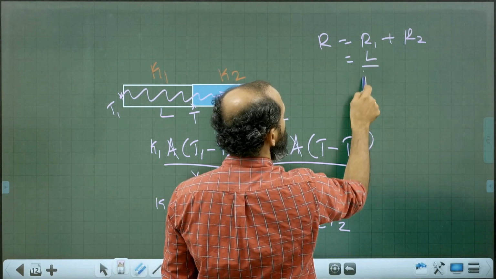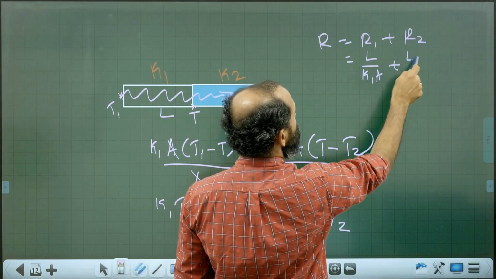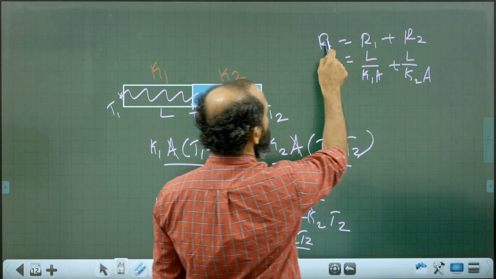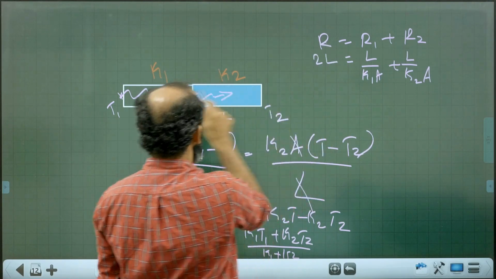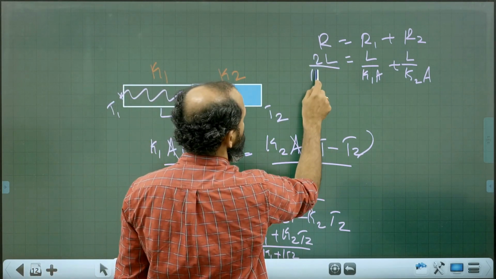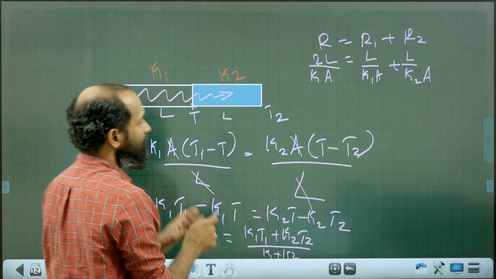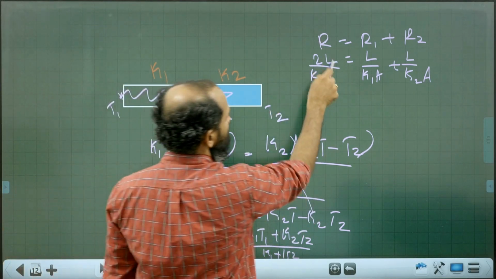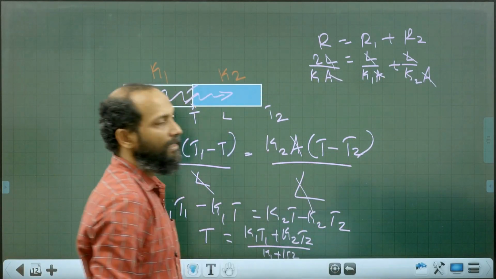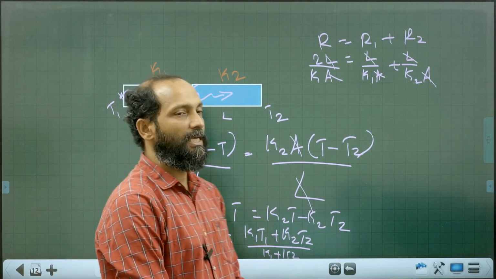R1 is L by K1A, R2 is L by K2A. And R is 2L, total length L plus L, 2L divided by K equivalent into A. A has not changed, the same area. L by A cancels. You can write 2 by K equal to 1 by K1 plus 1 by K2.